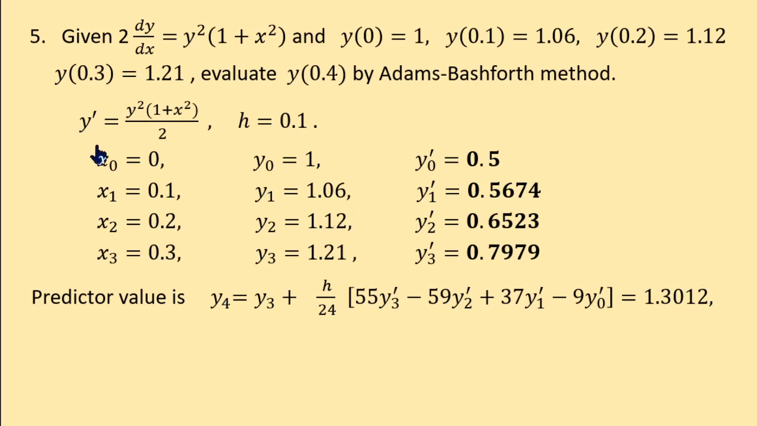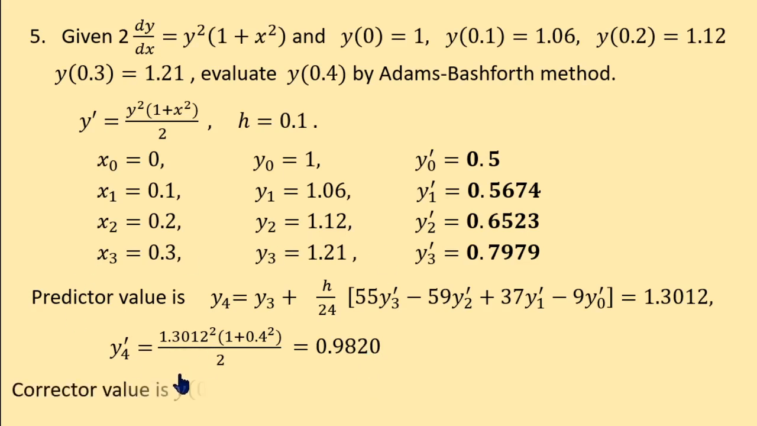Now using this y4 value and x4 is 0.4, substitute here and calculate y4 dash, that is the next step. y4 dash is, using the last value you calculated, answer [1 plus x4 is 0.4, 0.4 squared] divided by 2. So y4 dash is 0.9820.